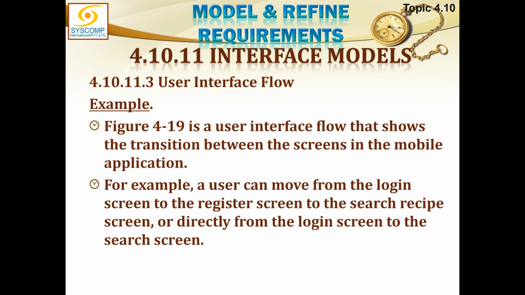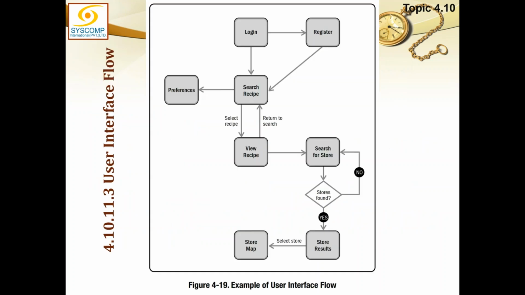For example, a user can move from the login screen to the register screen to the search recipe screen, or directly from the login screen to the search screen. So here is the user interface flow, how the user can go from where. A user can log in on top. If he doesn't have an account, he can register and then log in. He can search the recipe. He can have his preferences. He can select a recipe and then view the recipe after the search.